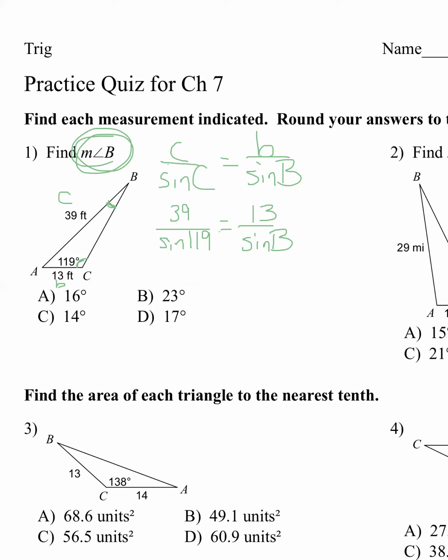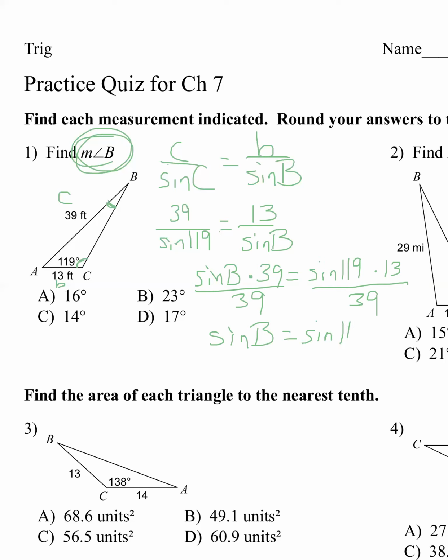So you're going to cross multiply. On one side I'll have sine B times 39, and on the other side I'll have sine of 119 times 13. If I want to get sine B by itself, I'll divide both sides by 39. And remember, when you are solving for an angle, I'm going to have to push something on my calculator. Make sure you have sine 119 and then you times the 13. You don't want to take sine of 119 times 13. That would be way too big. Any hoosers, on your calculator, make sure you are hitting second sine.